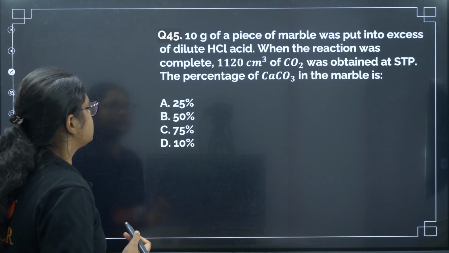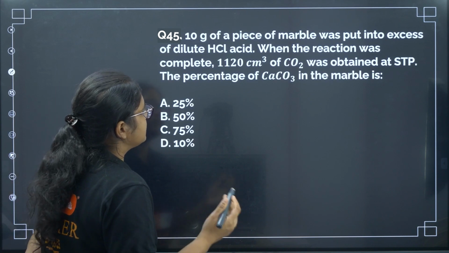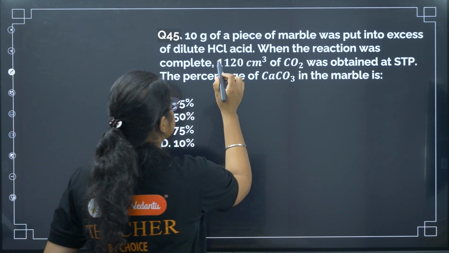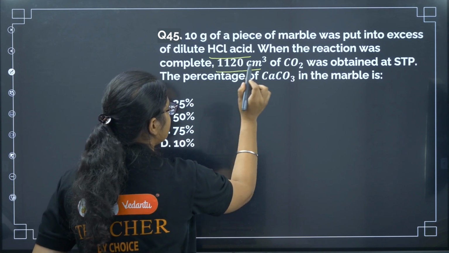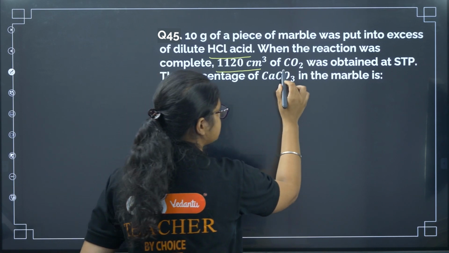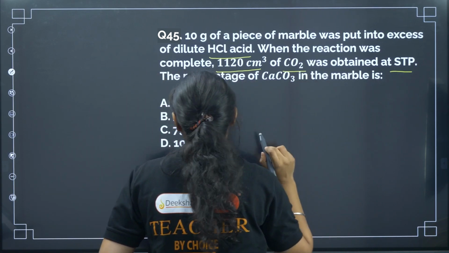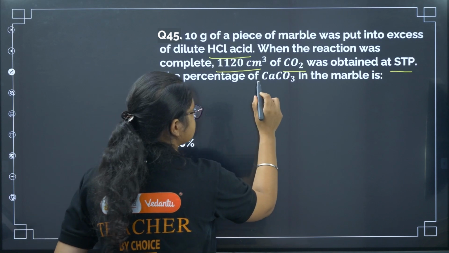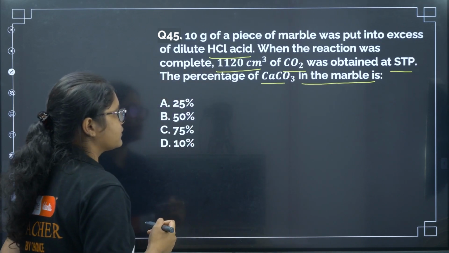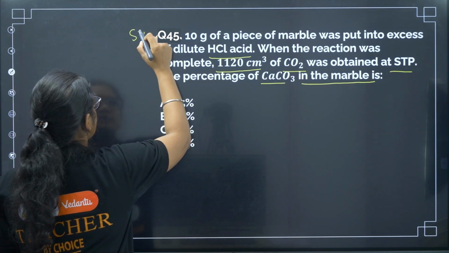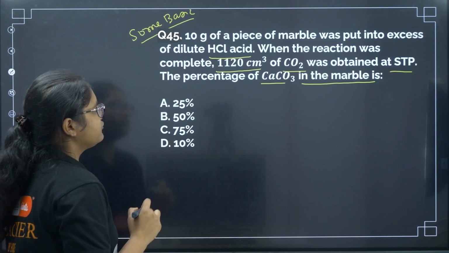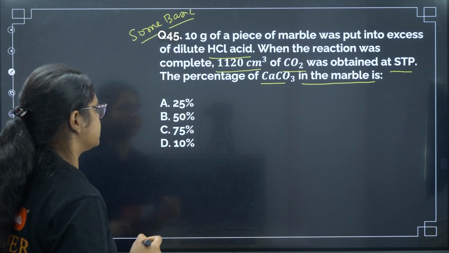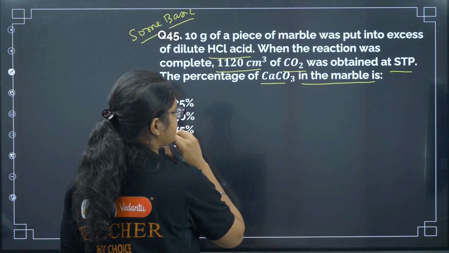Next, question number 15. 10 gram of a piece of marble was put into excess of dilute HCl acid. When the reaction was completed, 1120 centimeter cube of CO2 was obtained at STP. The percentage of CaCO3 in the marble is. Okay, so this question is again from some basic concepts of chemistry. Now first of all we have to write the reaction, right?